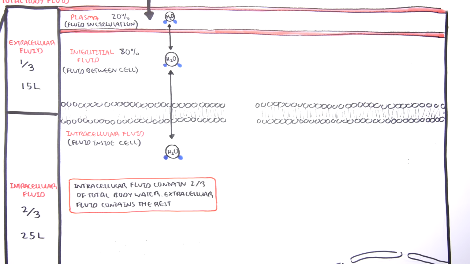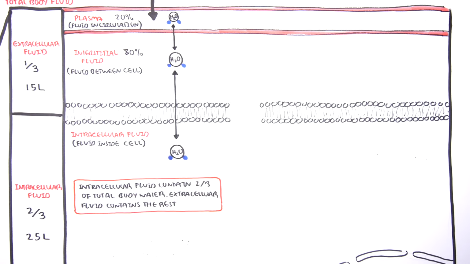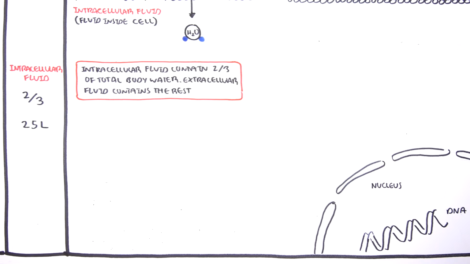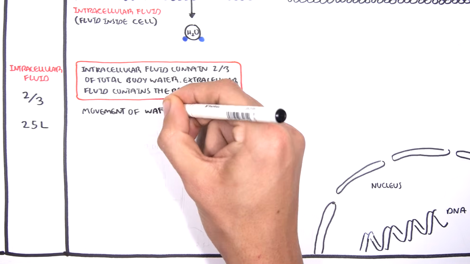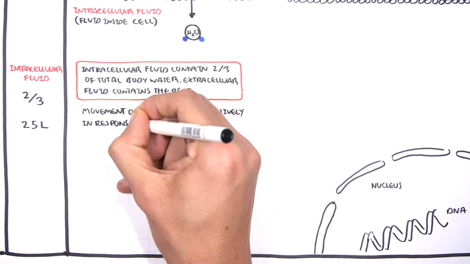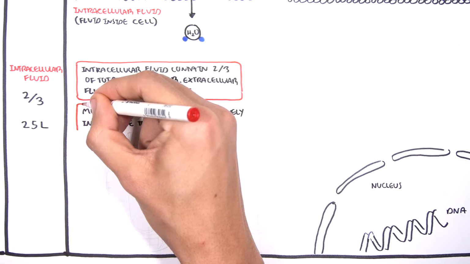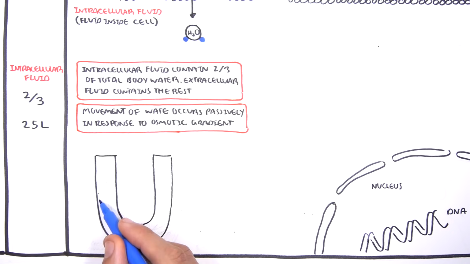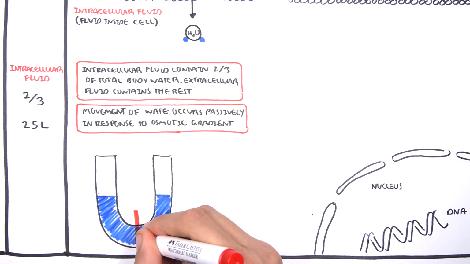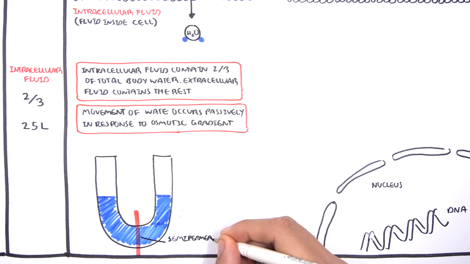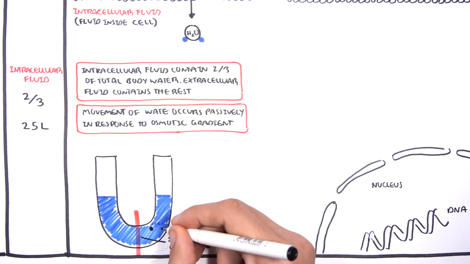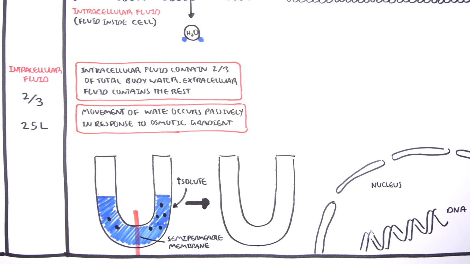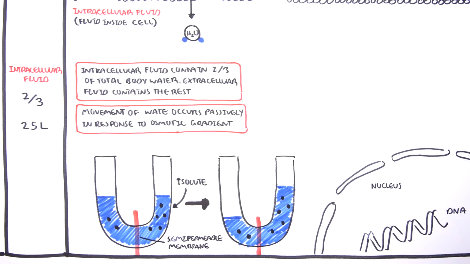Really important to understand that water moves passively between fluid compartments, either via channels or between cells. No need for active transport. No need to spend energy to move water between fluid compartments. Movement of water occurs passively in response to osmotic gradients. To demonstrate this concept, imagine a jar like this represents your body. A semi-permeable membrane separates the jar into two compartments. You have more solutes on the right compartment, and through the osmotic gradient principle, fluid will shift to the area with more solutes, and this is osmosis.